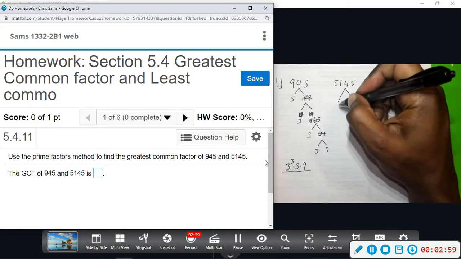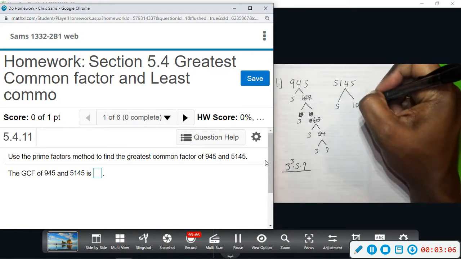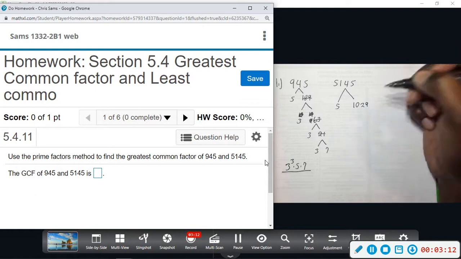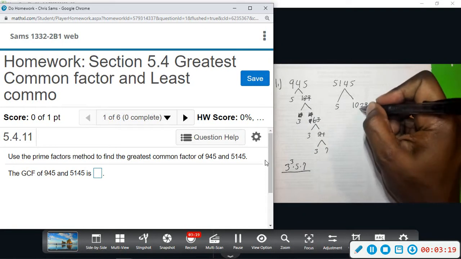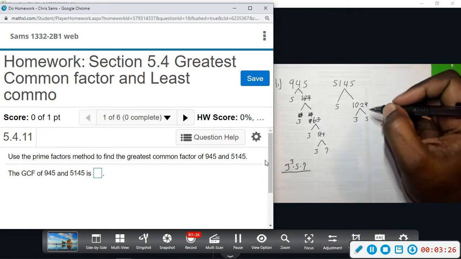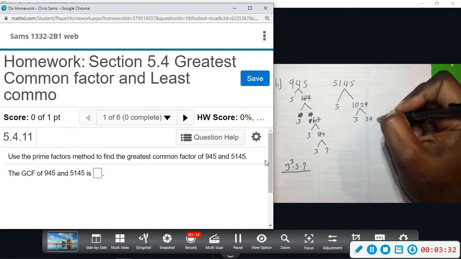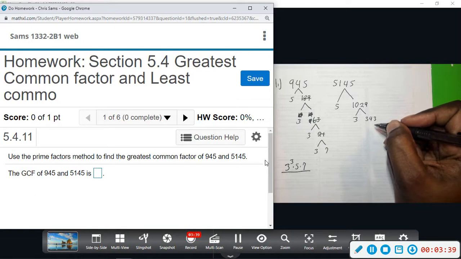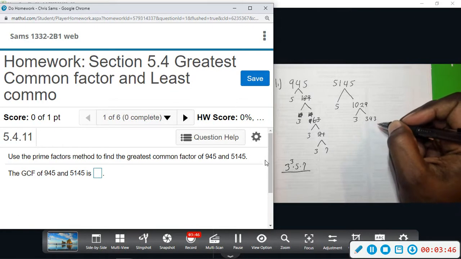Okay, so we know that this number is divisible by 5. 5 goes into 5 once, goes into 10 twice, goes into 14 twice, bring down the 4, and 45, 9 times. Alright, so this number is divisible by 3 if you add up the digits. So divide by 3. It goes into 10 3 times to give us 9. It goes into 12 4 times, and 9 3 times, so 343. 4, this adds to 10, so not divisible by 3.